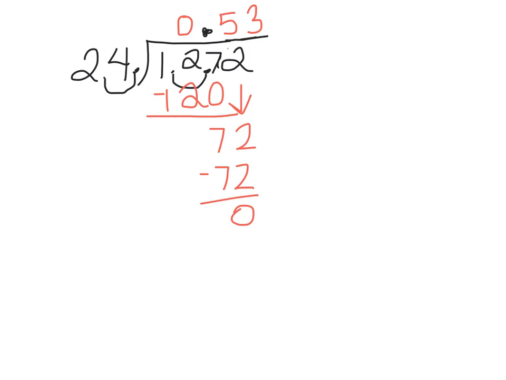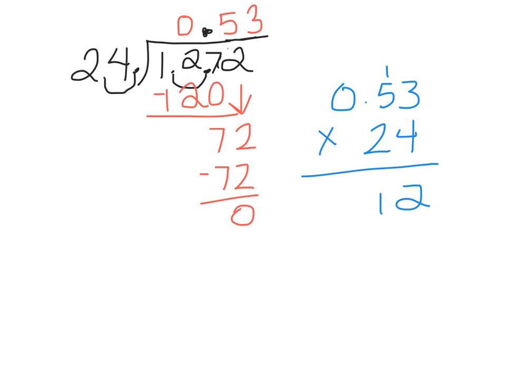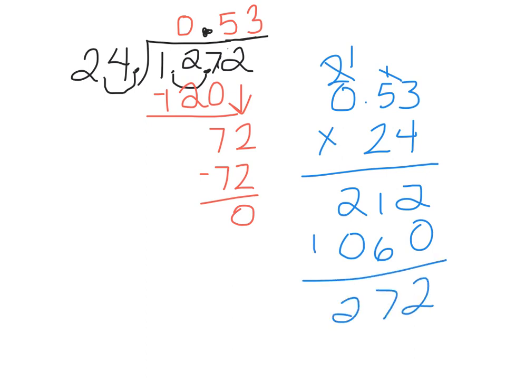Now to check that, I'll multiply the quotient 0.53 times 24, and that would be 12, 2, 1, 2, 0, 6. Let me cross these off. 2 times 5 is 10. 1, 2, 7, 2, 1. I have two numbers behind the decimal in the quotient, so that gives 12.72, and right here is 12.72.